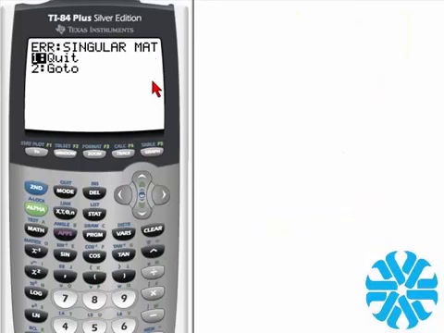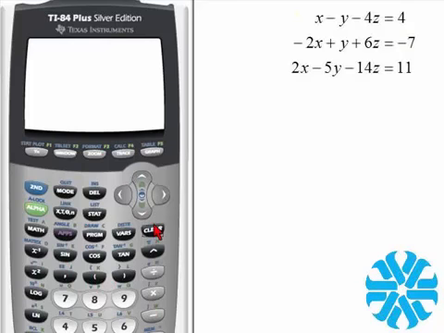Okay, let's clear the screen, and we'll clear again. Now we will go to example number 3, which says, use a matrix equation to solve the following system of equations. x minus y minus 4z equals 4, minus 2x plus y plus 6z equals -7, and 2x minus 5y minus 14z is equal to 11.